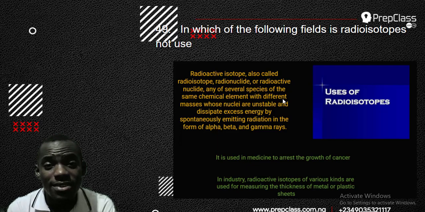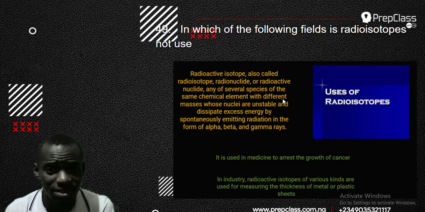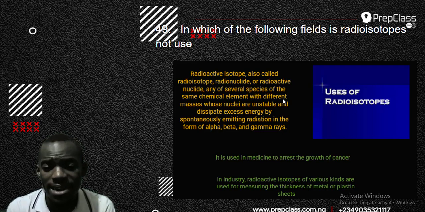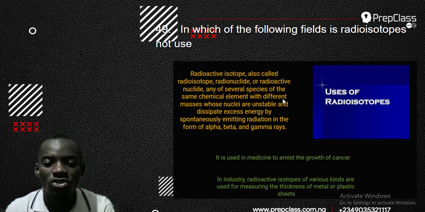They are actually radioisotopes, and they are also under natural radioactivity. So they are also natural radioactive emissions. Okay, so those are the three guys. Now let's take a look at it. It is used in medicine to arrest the growth of cancer. So it is used medically. Number two, in industry, radioisotopes of various kinds are used for measuring the thickness of metal or plastic sheet.